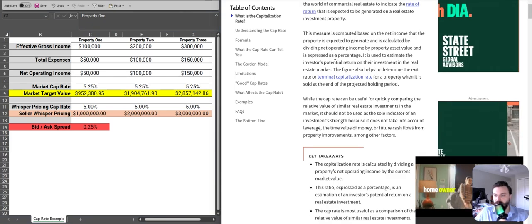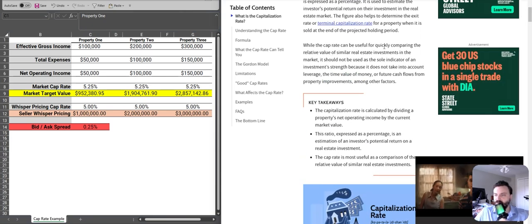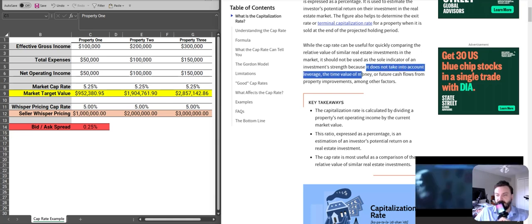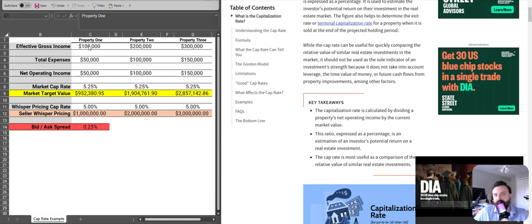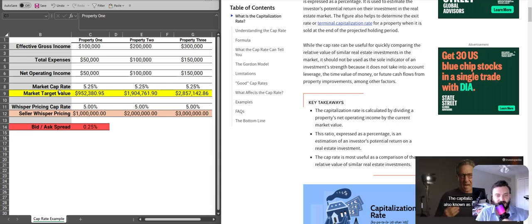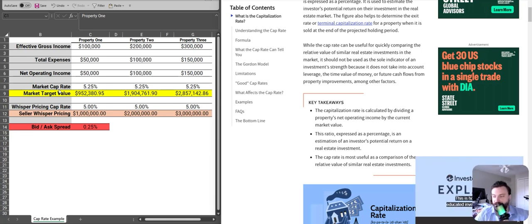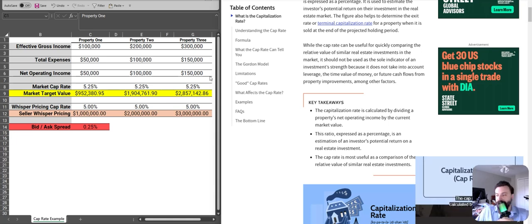So here's Investopedia's page. While a cap rate can be useful for quickly comparing the relative value of similar real estate investments in the market, it should not be used as a sole indicator of investment strength because it does not take into account leverage, the time value of money, or future cash flows. It doesn't look into the future. If you are discounting future cash flows, what you need to be doing is looking at your levered internal rate of return or just the flat internal rate of return, or maybe even a cash on cash return. But you certainly should not be looking at cap rate.